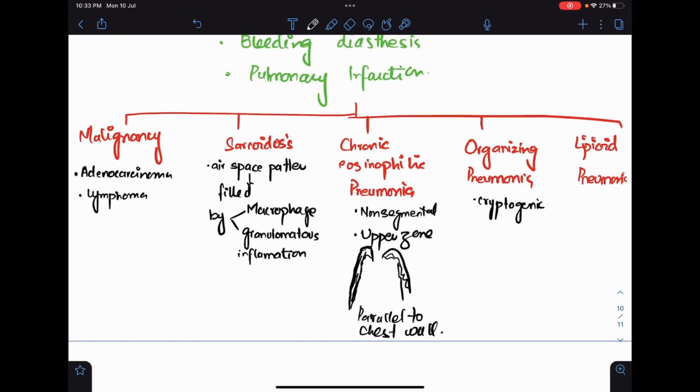Organizing pneumonia can be cryptogenic or due to some infection, drug toxicity, or connective tissue disorder. It involves the lower zone, mid or lower zone. It is usually unifocal and consists of a reverse halo sign, that involves a halo that is covered by consolidation, a dense area.